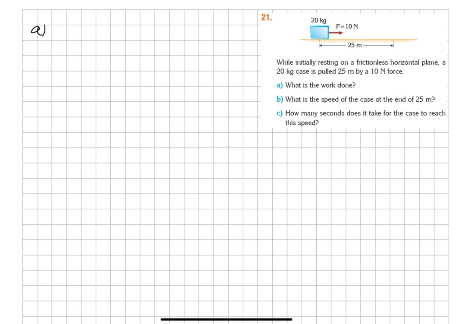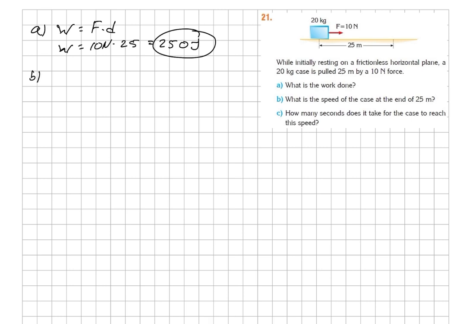For A, what is the work done? Work is equal to force times the distance. So work is equal to 10 newtons times 25, which is 250 joules of work. And B, what is the speed of the case at the end of the 25th meter?